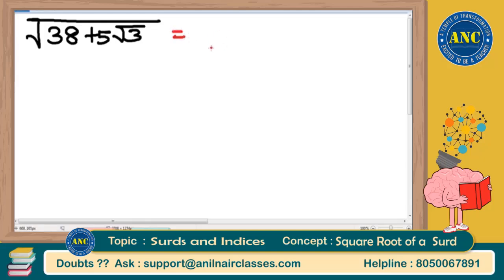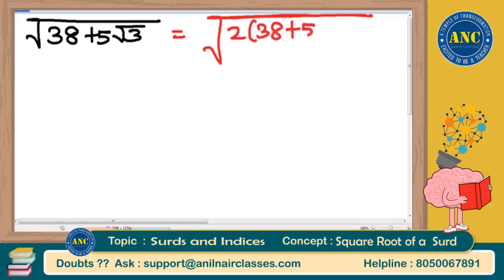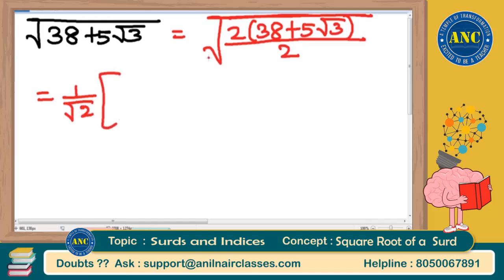That means, can I write it as, I will multiply the entire numerator with 2. So, one problem I am writing step by step. 2 times 38 plus 5 root 3. I will also divide by 2. Now my question becomes, 1 by root 2 will be taken outside. 2 into 38 is 76.